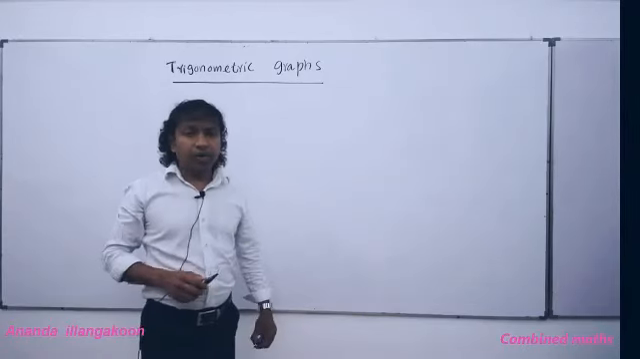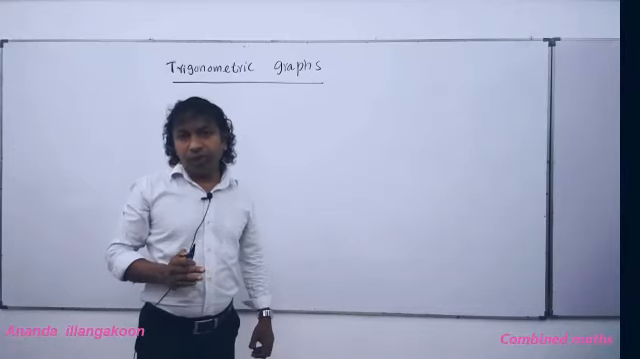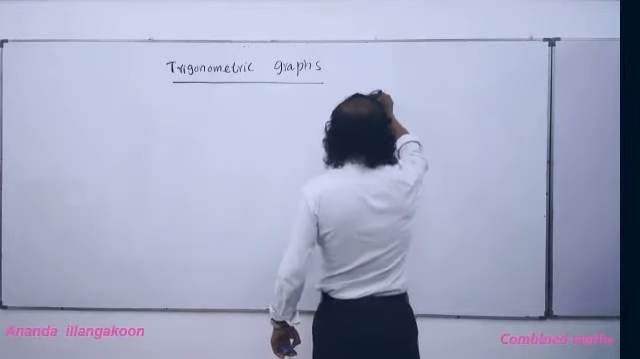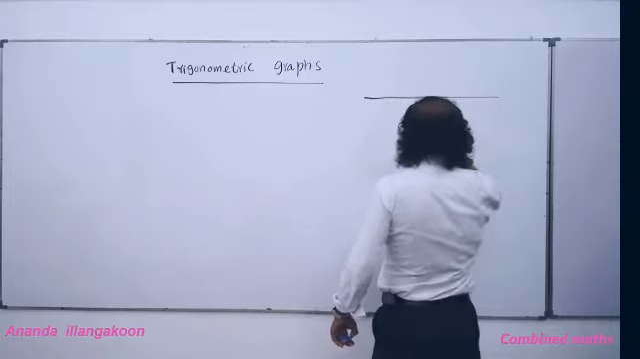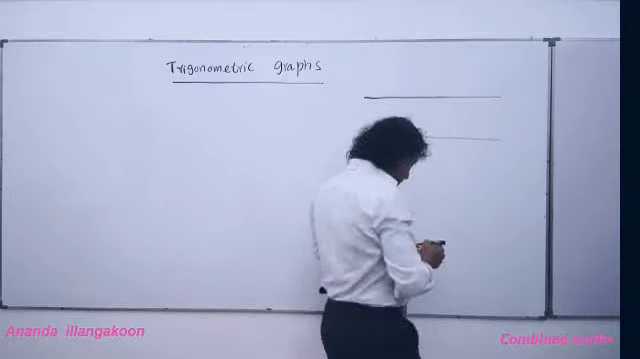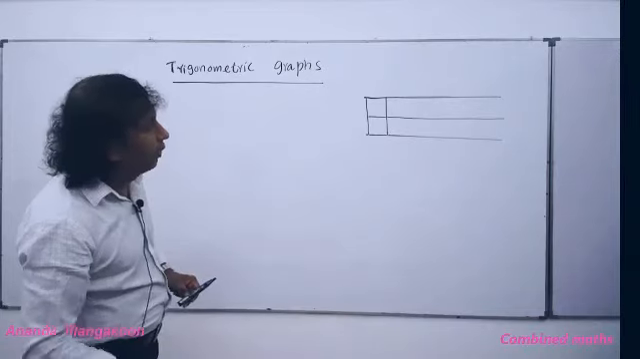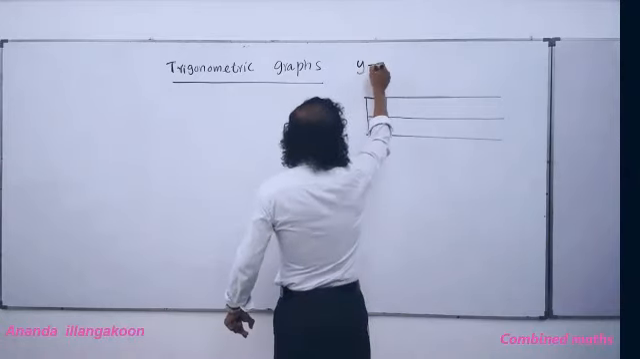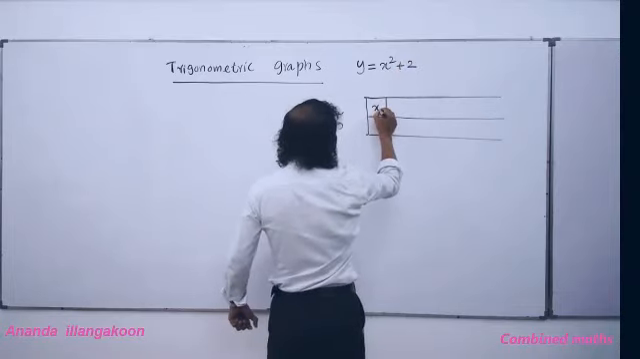Right. Now, you know, when we draw a graph in your O-level, you have drawn graphs, no? Right. So, consider a graph like this. Wait for a while. We drew graphs like this, for example, the graph of y equals x squared plus 2.